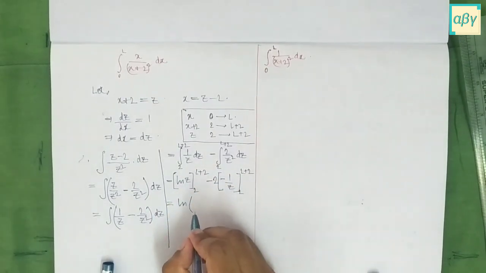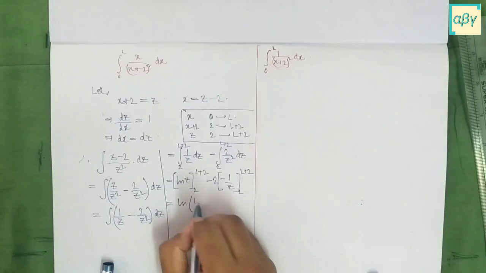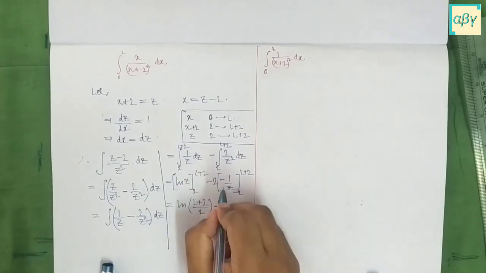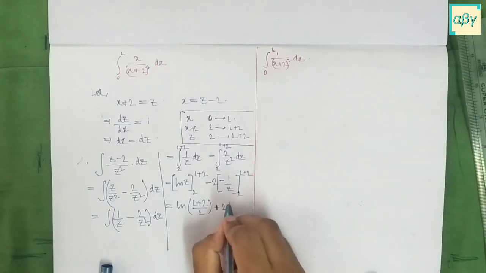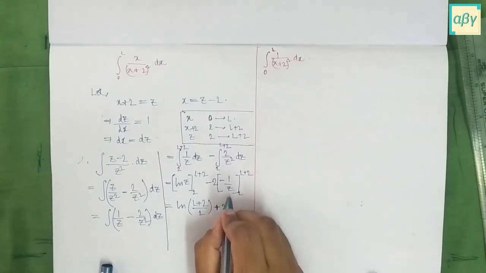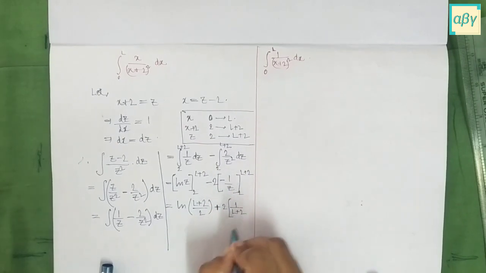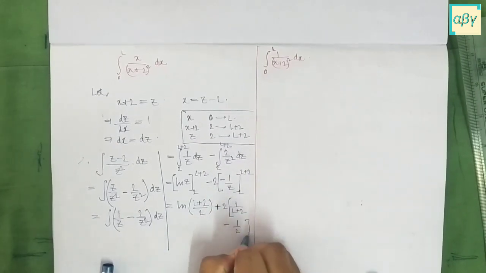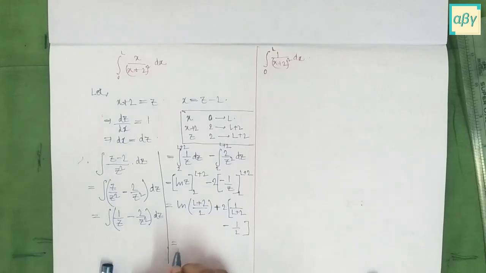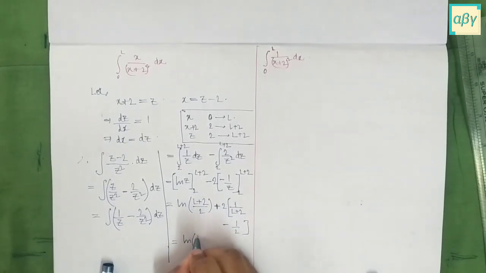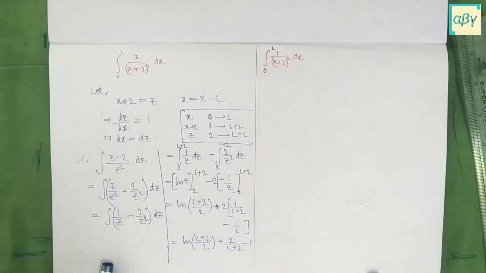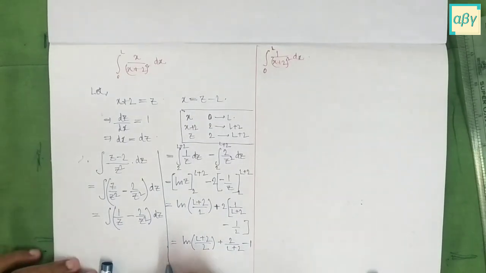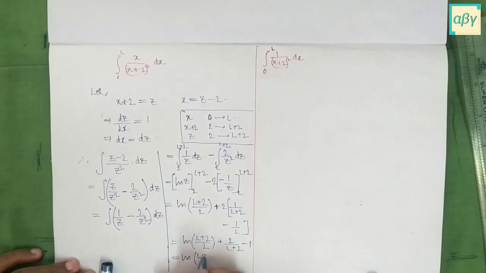I know now ln of a minus ln of b is ln of a by b. So I can directly write ln of L plus 2 divided by 2 minus, let me bring the minus outside, so it will be plus of 2 times 1 by L plus 2 minus 1 by 2. So it will be equals now ln of L plus 2 divided by 2 plus 2 times L plus 2 minus of 1. So now let me simplify it further.